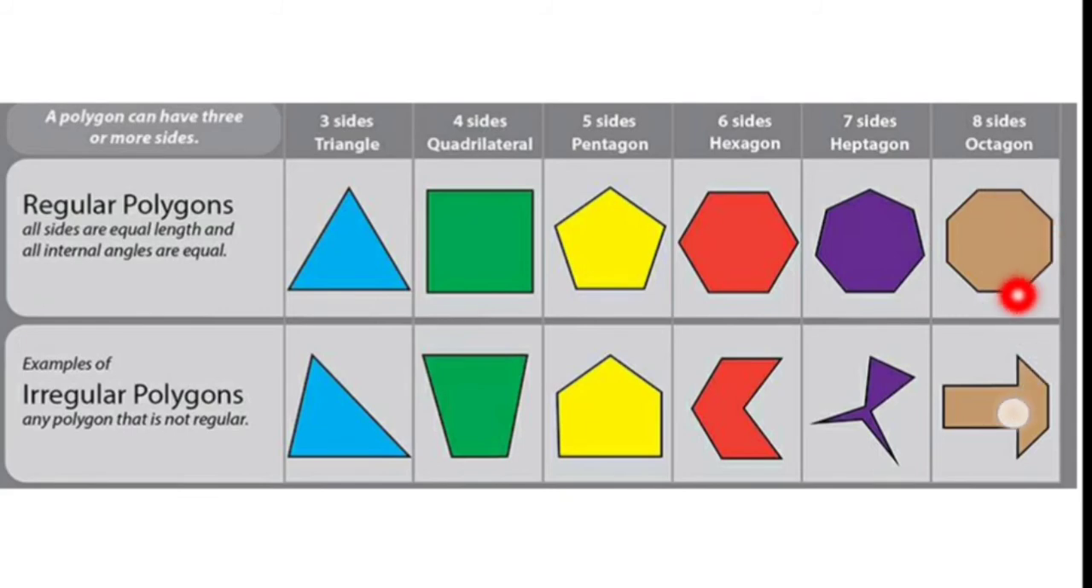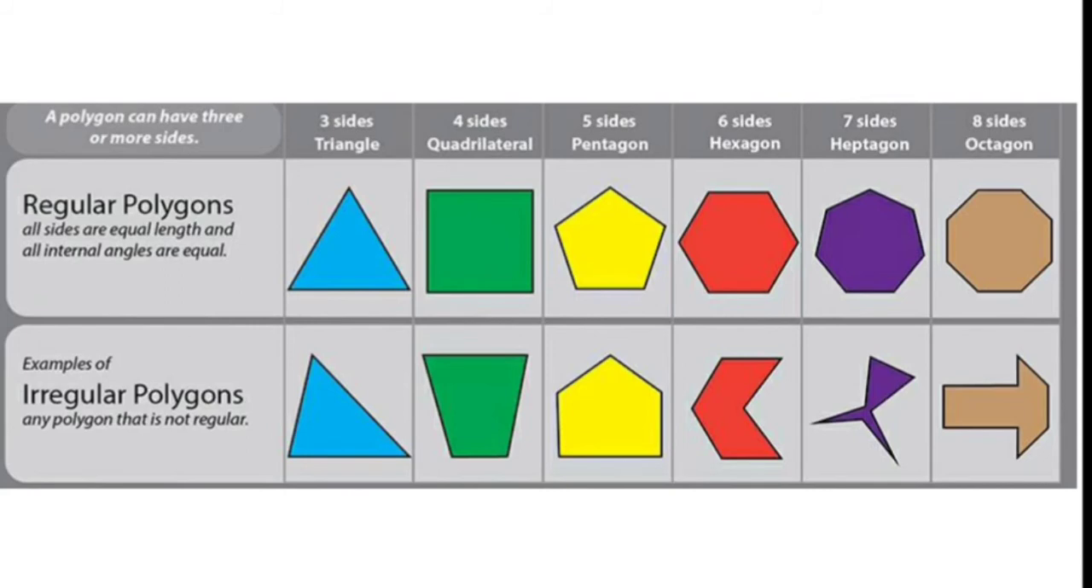8 sides and all sides are equal. So this is a regular octagon. Now look here, this is also an octagon. 1, 2, 3, 4, 5, 6, 7 and 8. 8-sided, but all sides are of different length. They are not equal. So this is called an octagon. But what octagon? Irregular octagon.